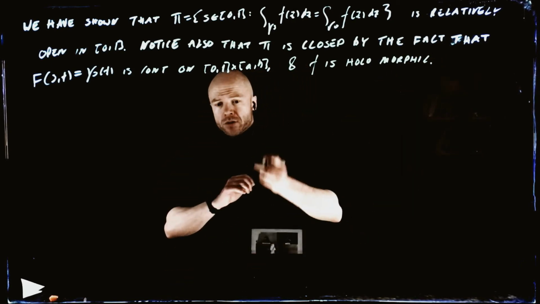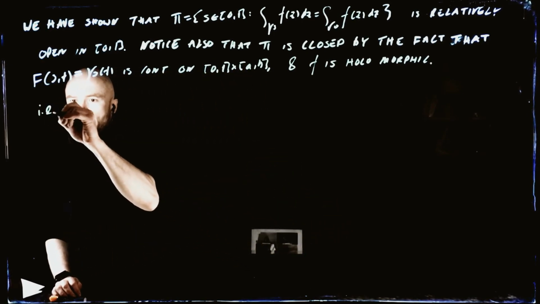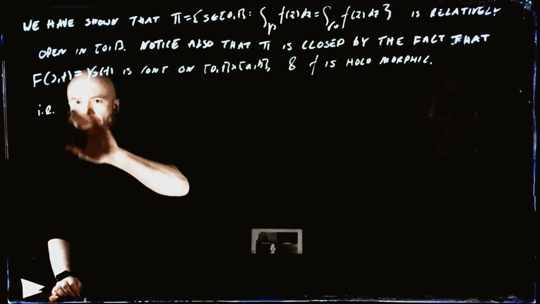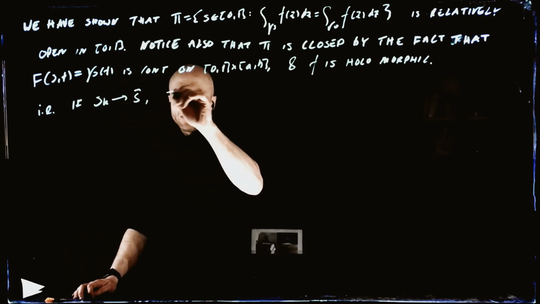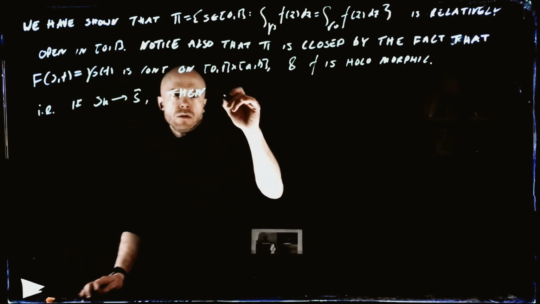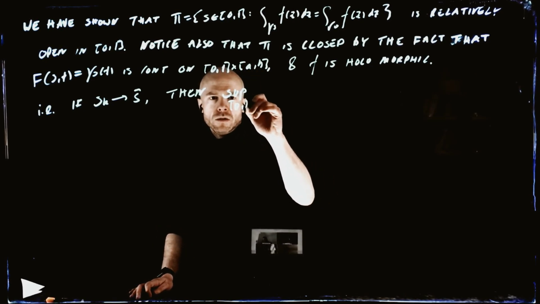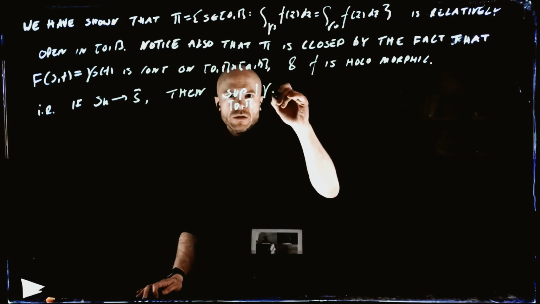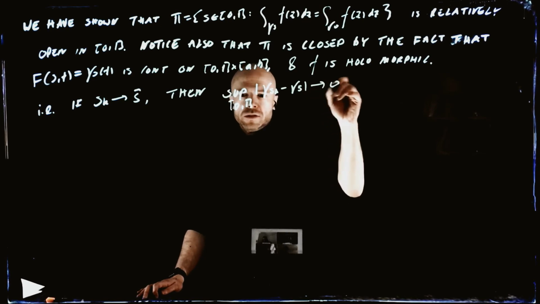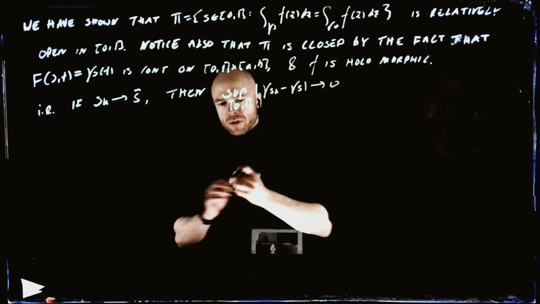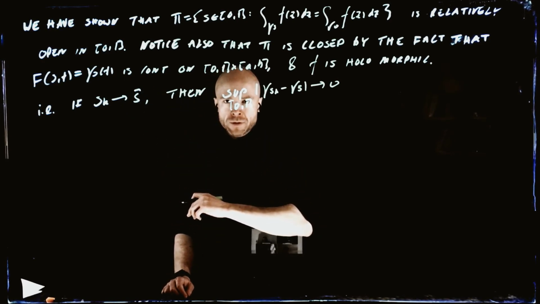So as s gets closer and closer to some other value, i.e. if s_k tends to s tilde, then the supremum over [0, 1] of the absolute value of s_k minus s tilde goes to 0. Otherwise, we could extract a subsequence for which we would not have continuity of this mapping here, right?